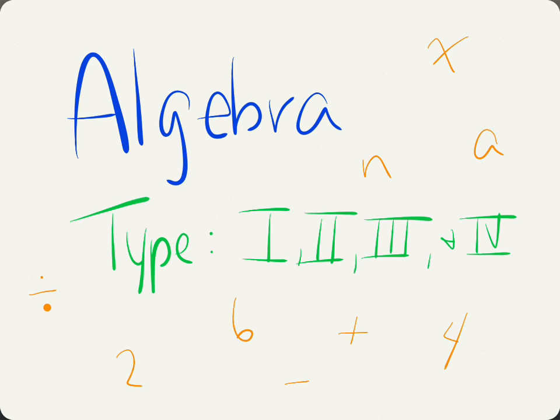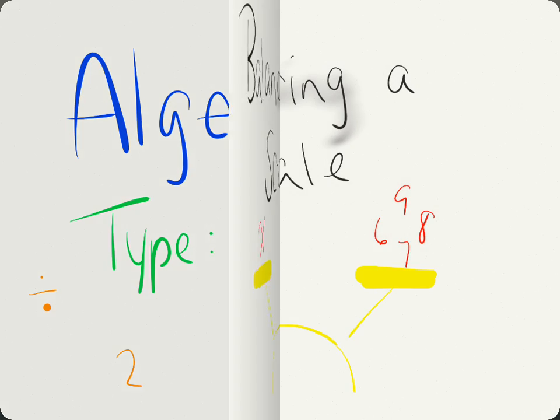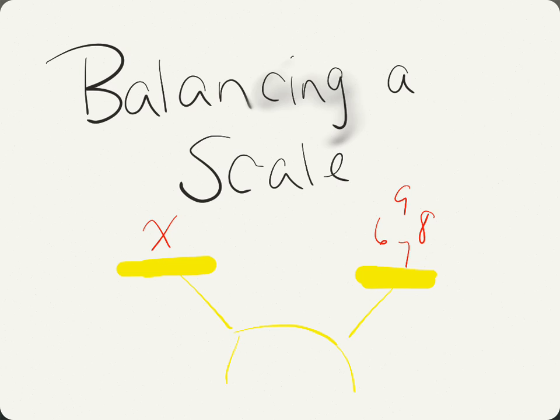Today we're learning about the 4 types of algebra: type 1, type 2, 3, and 4. Algebra is like balancing a scale. So on one side you're going to have the x, which is the value that you're looking for, and on the right side you're going to have your integer, the number that x is representing.